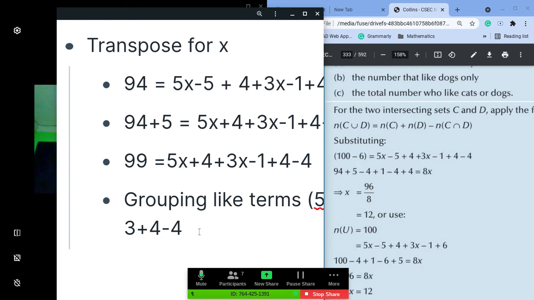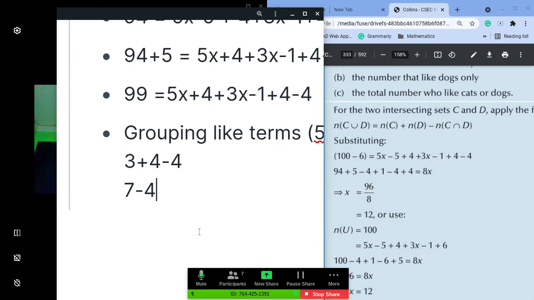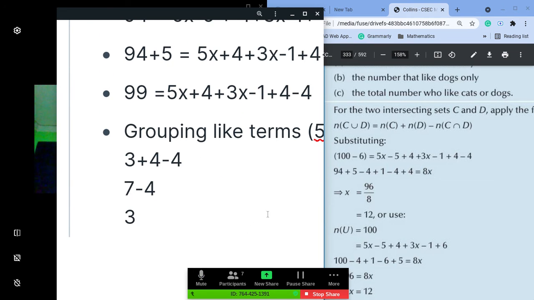So that's going to be 7 minus 4. What is 7 minus 4? That is going to be 3. Everybody see that?